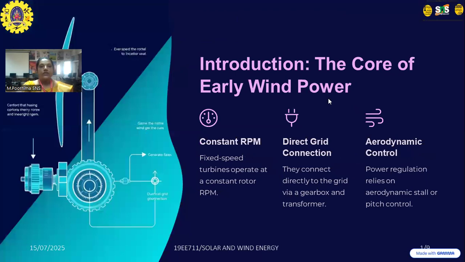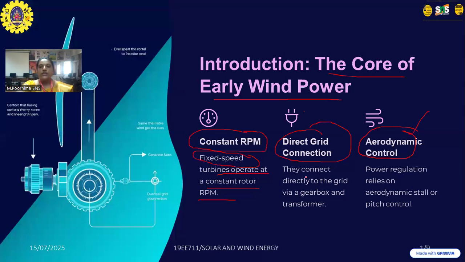Now, here we are seeing the introduction. What is the core point? Here we can see the core of early wind power. First one is constant RPM, that is rotor revolutions per minute. A fixed speed turbine operates at a constant RPM. The next one is direct grid connection. It is connected directly to the grid via gearbox and transformer, and we have aerodynamic control. Here the power regulation relies on aerodynamic stall and pitch controls. So these are the core points of early wind power.